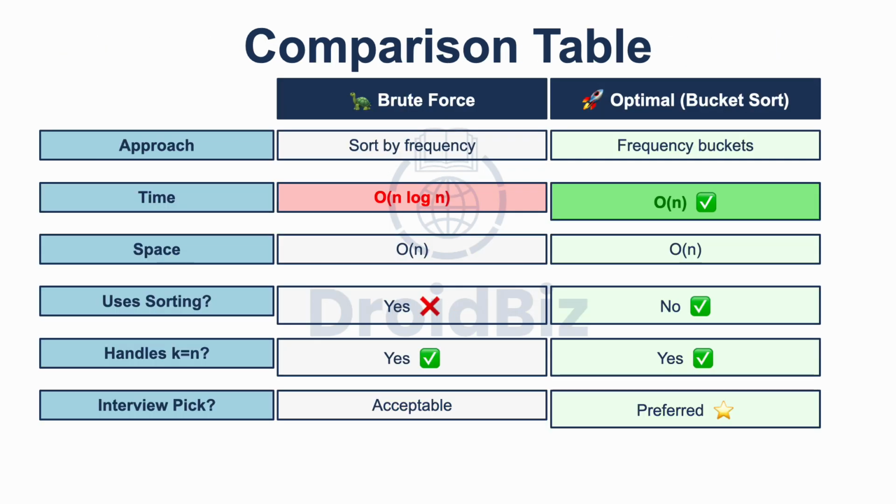Let's wrap up with a full comparison of both approaches. Looking at the approach, brute force sorts elements by frequency. Optimal uses frequency buckets. Time complexity. Brute force costs big O of n log n due to sorting. Optimal runs in big O of n. That is a significant improvement, especially for large inputs. Space complexity. Both approaches use big O of n.